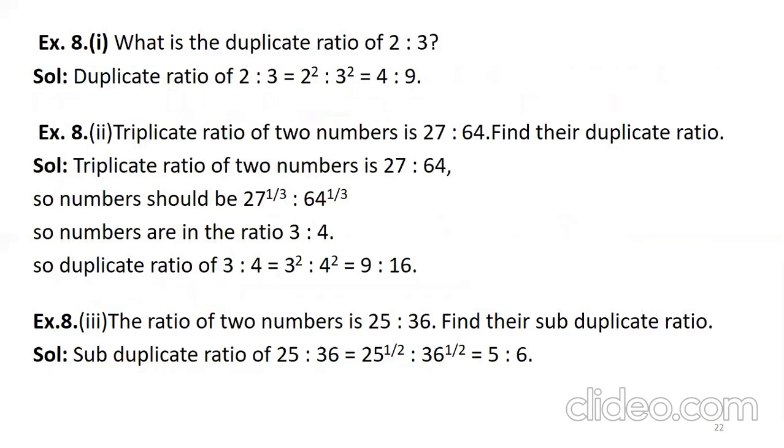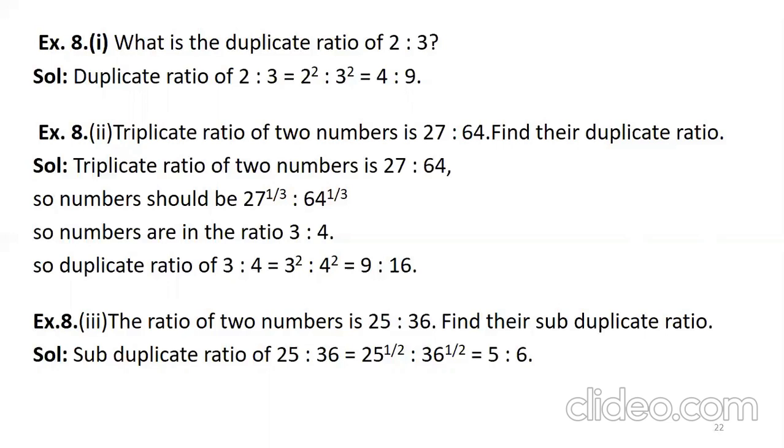Now, the eighth example. What is the duplicate ratio of 2:3? It's nothing but a square is to b square, that is 4:9. The triplicate ratio of 27 and 64 is given. Find their duplicate ratio. The triplicate ratio, that is the cubed ratio itself, is 27 is to 64. So the numbers will be the cube root of 27 and the cube root of 64. So the original ratio is 3:4. Now they have asked for the duplicate ratio, so we have to square the numbers, that is 9:16.